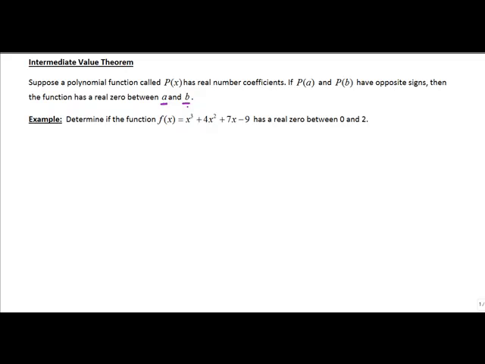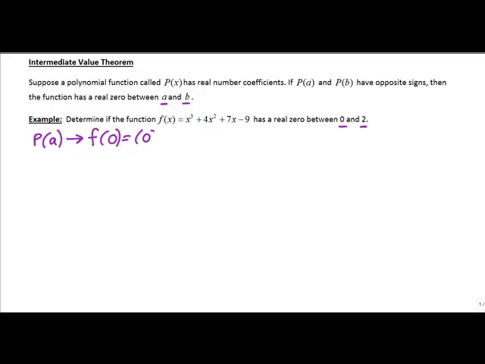Let's take a look at this example. Determine if the function f of x equals x cubed plus 4x squared plus 7x minus 9 has a real zero between 0 and 2. So our two values are going to be 0 and 2 that we'll use for a and b. So if we need to calculate p of a, in this function we're talking about f of 0. That's the first value that we're given. So we'll evaluate our function with x equaling 0.